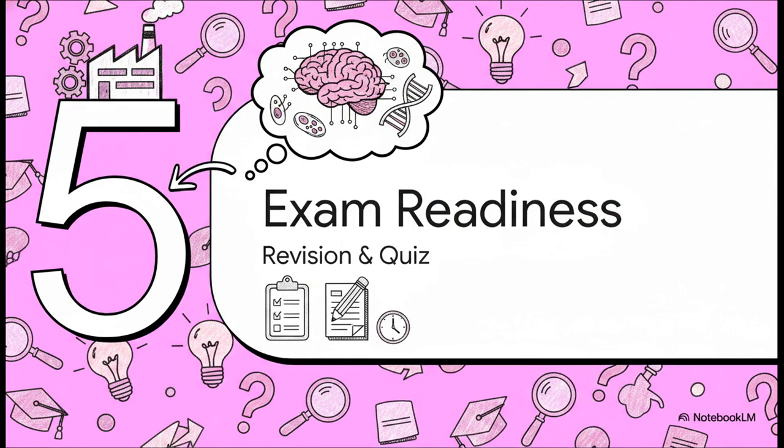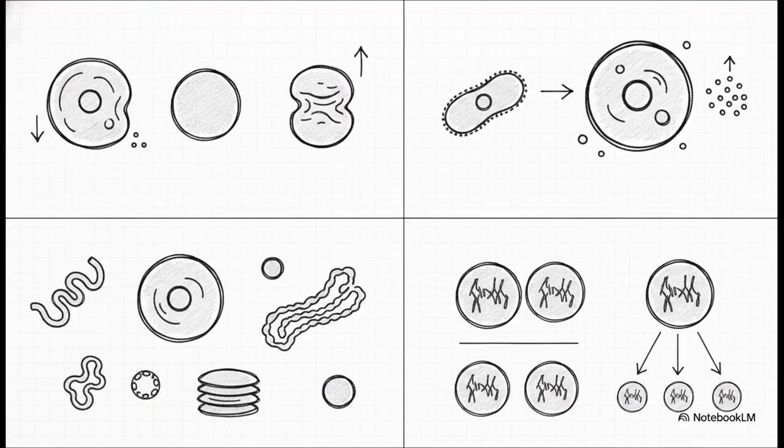Almost done. Section 5, Exam Readiness. Time for a quick revision and a quiz. Okay, I highly recommend taking a screenshot of this right now. It perfectly summarizes the absolute core concepts you need to totally nail your Class 9 science exam. You definitely need to make sure you can define the 3 types of osmosis, properly distinguish a prokaryote from a eukaryote, match all the main organelles to their specific jobs, and clearly contrast mitosis with meiosis.